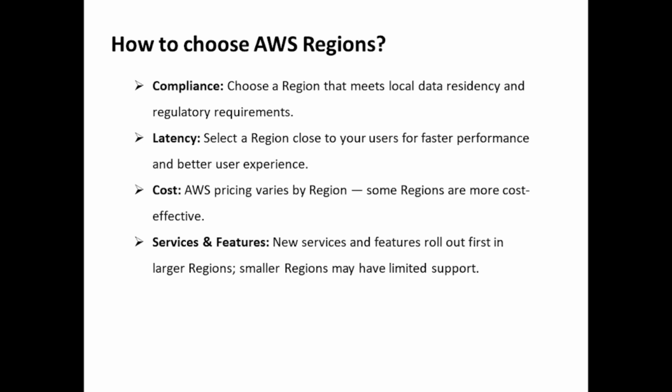Services and features. Not all regions offer all AWS services. Newer features usually arrive first in major regions like US East or Europe. So if you are planning to use cutting edge services, this is something to check. So before launching your app, take a step back and evaluate these factors: compliance, latency, cost, and available services to choose the best fit region for your needs.